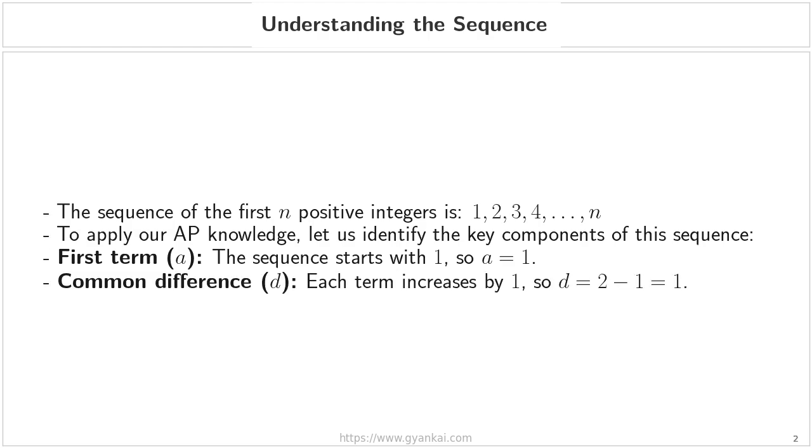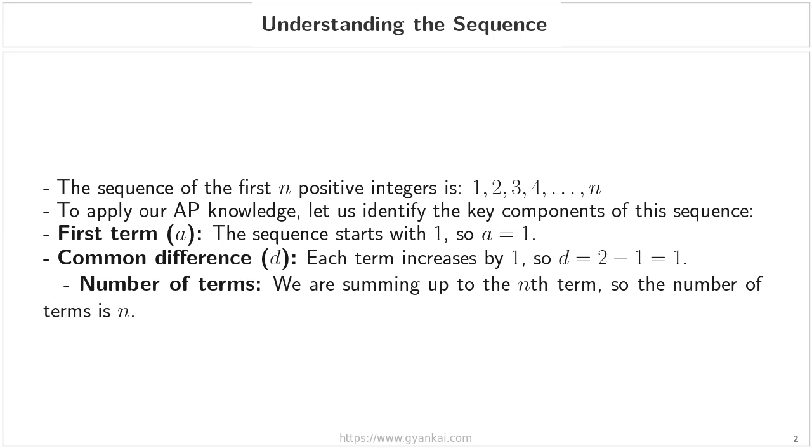Next, we need to determine the common difference, which we call d. If you look at how the numbers progress, each term increases by exactly 1. For instance, 2 minus 1 equals 1, so our d is also 1. Finally, we need to know the number of terms we are dealing with. Since we are summing everything from the very first number up to the nth term, the total number of terms is simply n. Keep these values in mind, because in the next slide, we are going to plug them into our general formula to derive a much simpler, much faster formula just for this type of sequence.